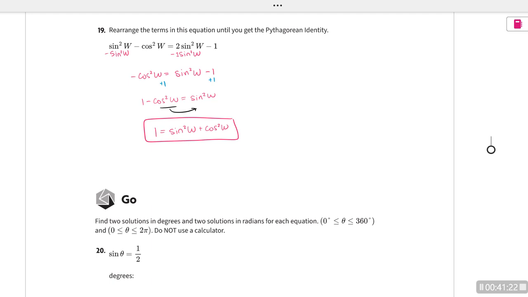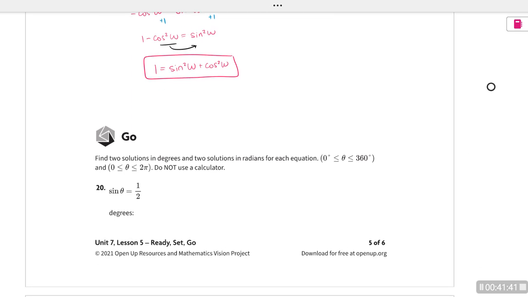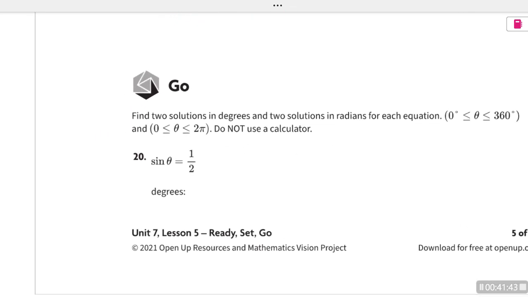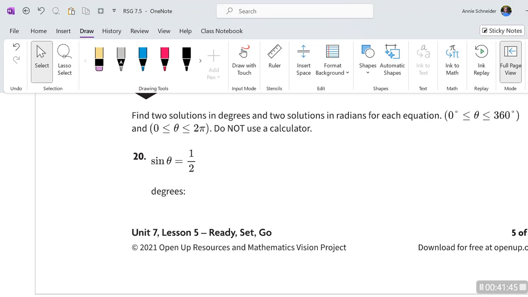Okay, question 20. Our directions say find the two solutions in degrees and the two solutions in radians for each of the equations. When it says 2, we're going to use positive values. So we're using theta between 0 and 360, including 0 and 360, and 0 and 2 pi, including those. And it does not want us to use a calculator. So let's start with sine of theta equals 1/2.